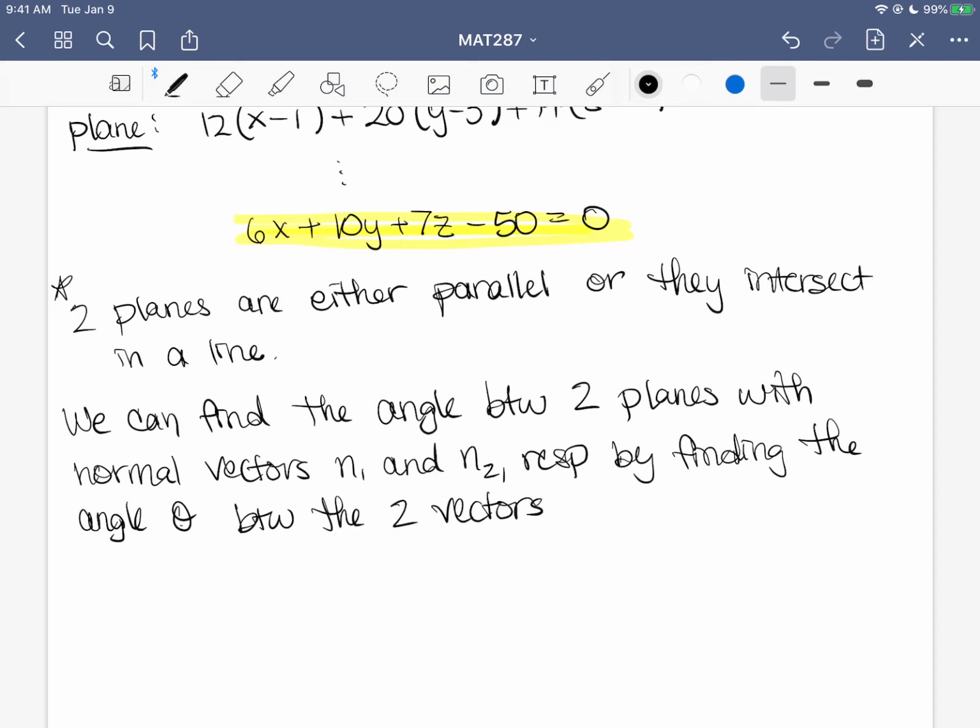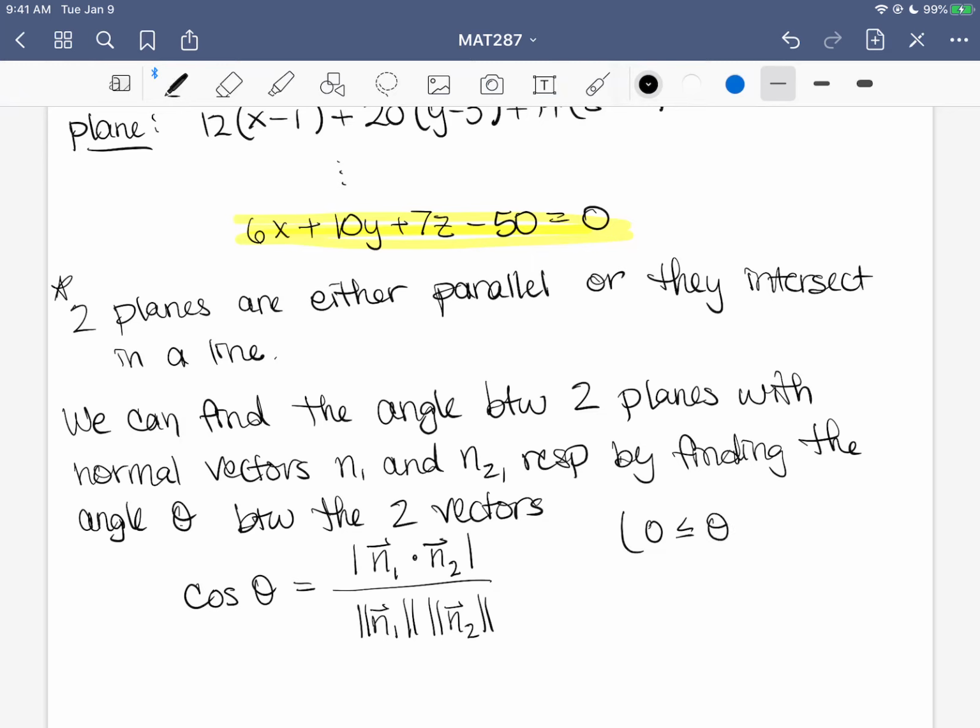So if you recall, I'm going to write it again. That angle theta is going to satisfy cosine of theta equals the absolute value of the dot product of n1 with n2 divided by magnitude of n1 times magnitude of n2. Now, technically, that absolute value isn't part of that formula, but here we're going to make sure that theta is between 0 and pi over 2, and so that's why we're tossing in that absolute value.